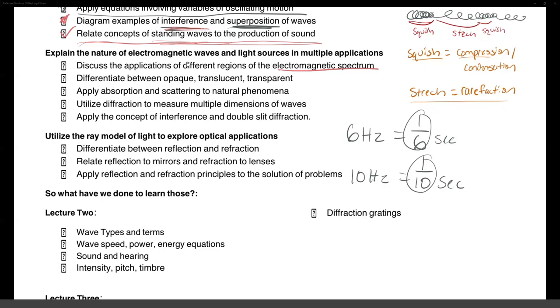I think that's what she means by discuss applications of different regions. So yeah, we kind of went over that. Like I said, page 44, if you wanted to look, and then it also shows an example of a light wave, or particle, whatever you want to call it.